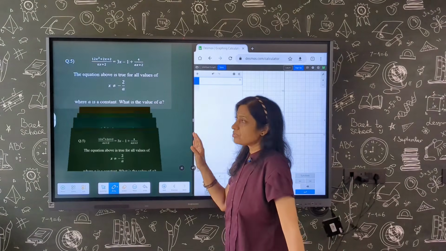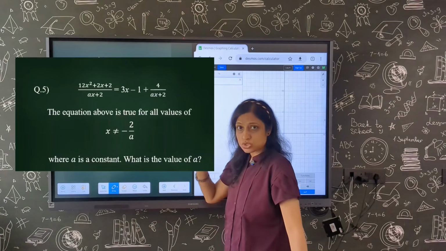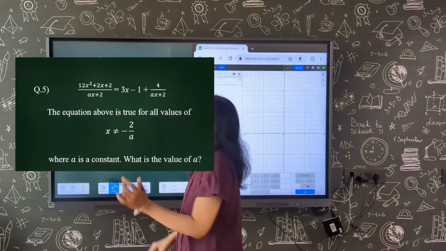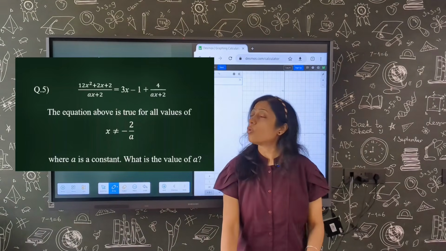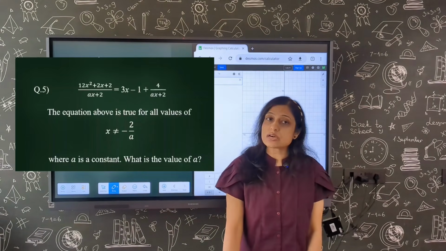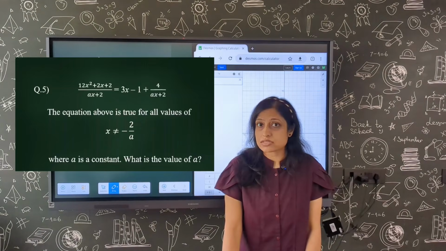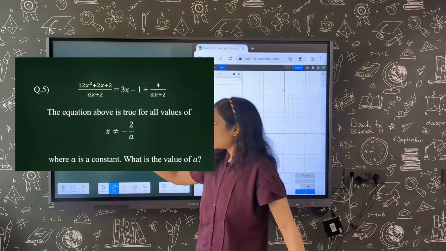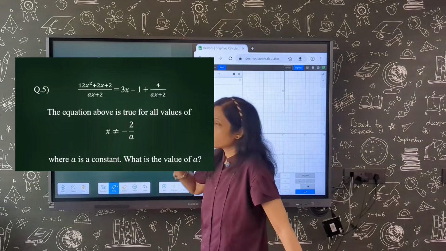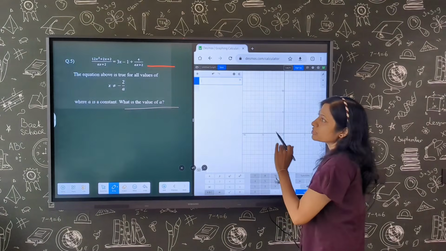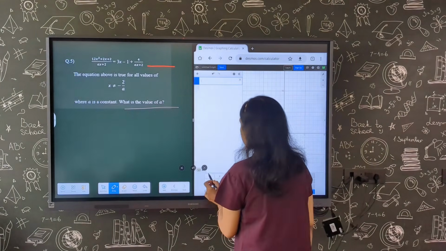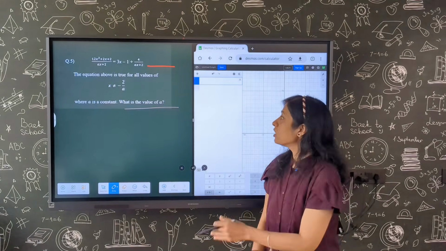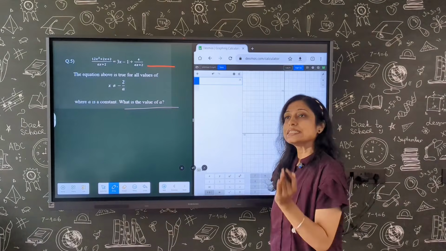So here in the question we have the equation 12x square plus 2x plus 2 over ax plus 2 is equal to 3x minus 1 plus 4 over ax plus 2. The equation is true for all values of x except x cannot be minus 2 over a. Now a is a constant, and what is the value of a? Let's see the tilde function for this type of question. We are not going to use x. Remember, we are going to use x1 because we are not using the equal sign, but the tilde sign.